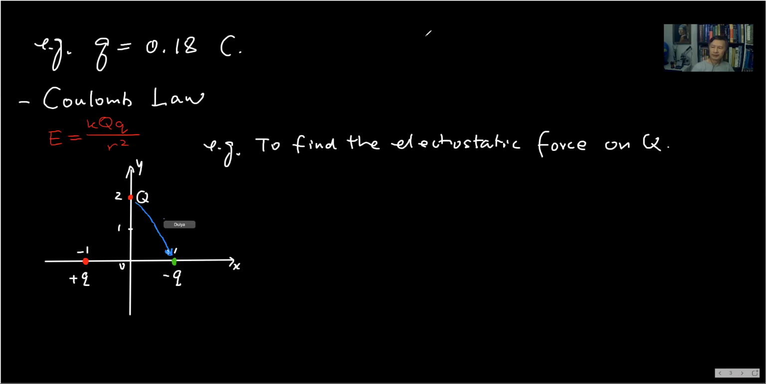Yeah. Okay, the distance is square root of 3. Is it? No, it's not square root of 3. Oh, 5, is it? Yeah, it should be square root of 5. That is the distance.